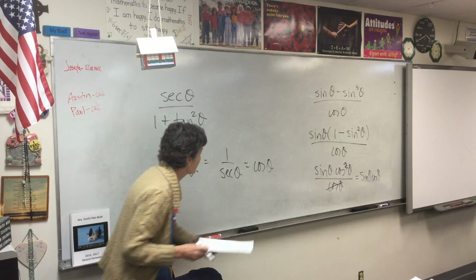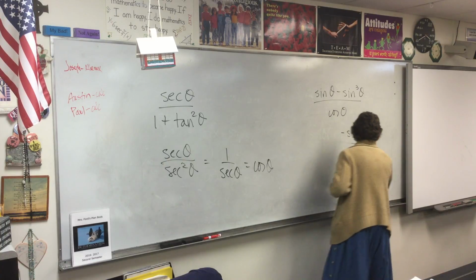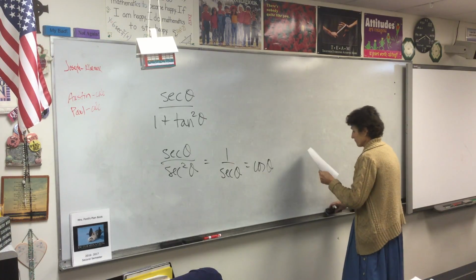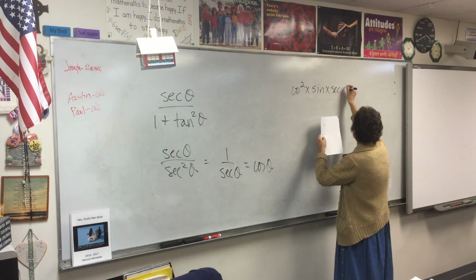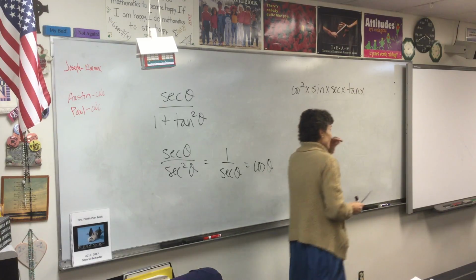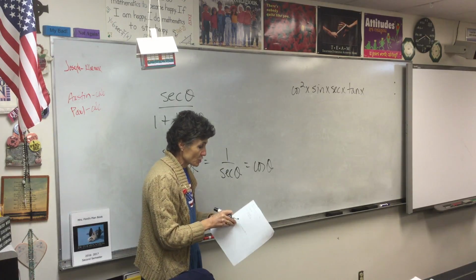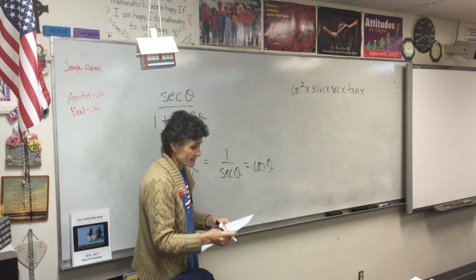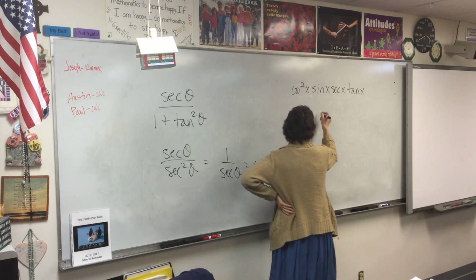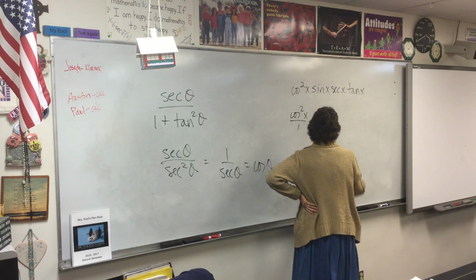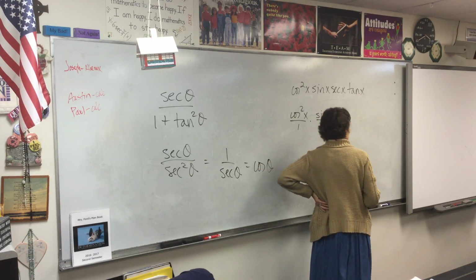All right, let's look at the last one then. So we got this big long string of stuff. How did we say we were going to approach this problem? We're going to go in and change everything into sines and cosines. So cosine squared is already there. Sine is already there. What about secant? 1 over cosine. What about tangent?